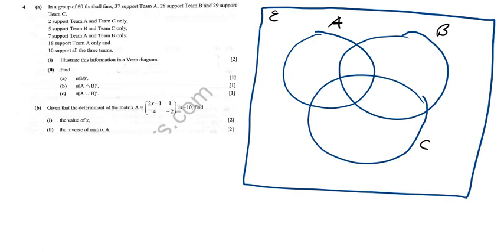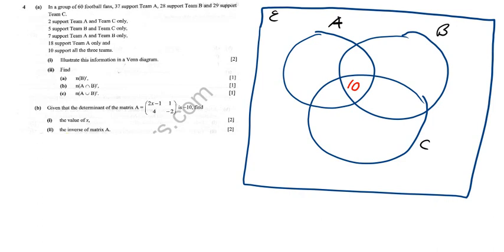Whenever you are writing a Venn diagram, make sure you start on the intersection of all the three. And the intersection of all the three, it says 10 support all the three teams. So here we write a 10 because that's where we have to start from always.